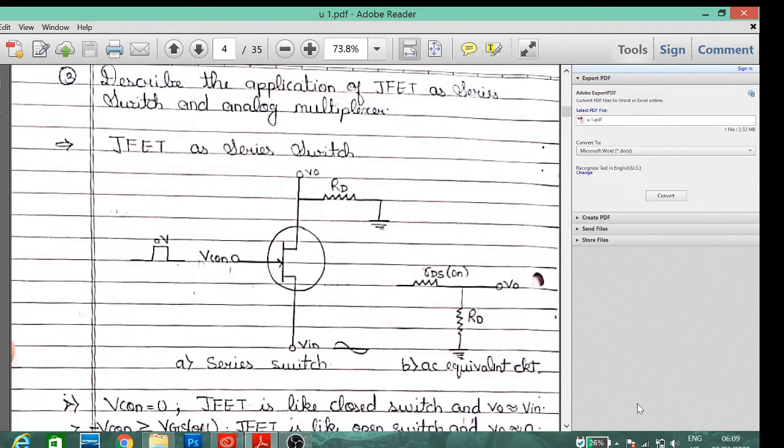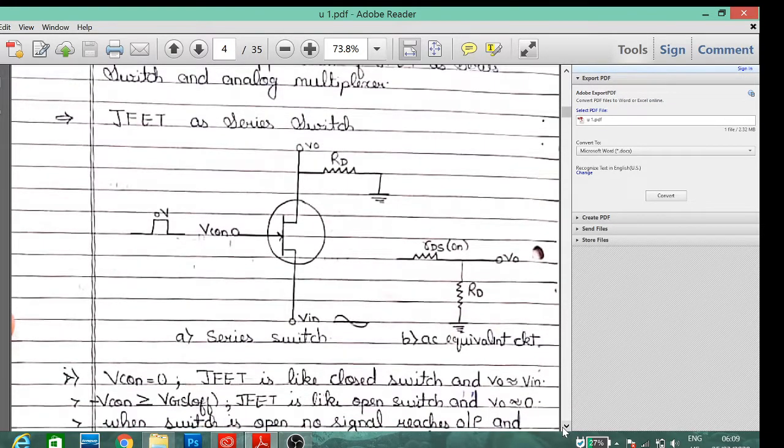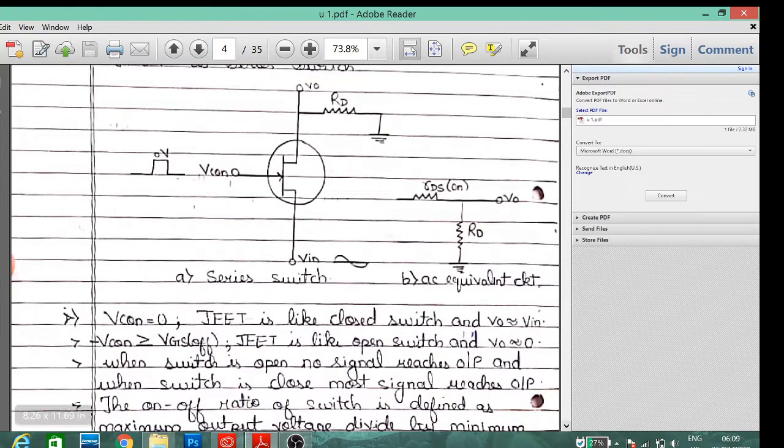Vcon. When Vcon is likely to close the switch, V output is equal to V input. And when Vcon is more negative, the JFET is an open switch and V output is equal to 0. When the switch is open, no current, no signals reach the output, and when the switch is closed, most of the current signal reaches the output.